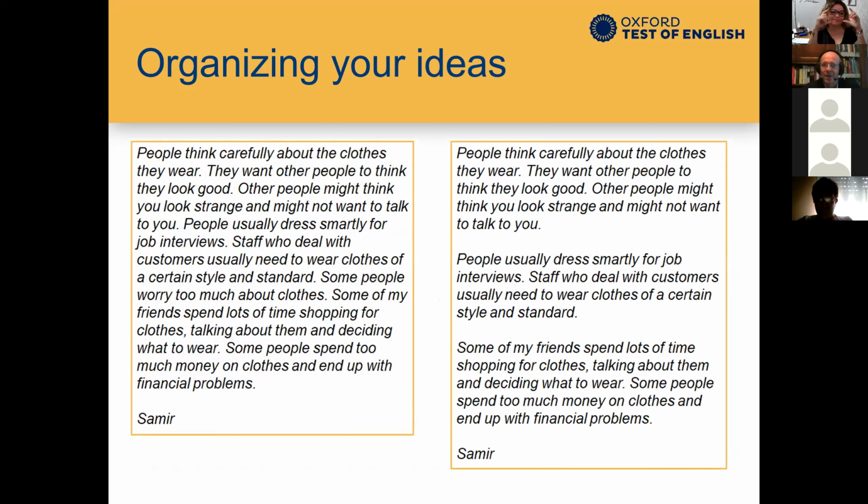Okay, so what's the first thing that's happened here from the left to the right? Only one change. Here on the right, Samir has broken the text into 3 separate paragraphs, and already it looks better. It looks better organized. It's easier to understand each paragraph now on a particular subject. So the first paragraph is an introduction about people and the clothes that they wear. The second one gives us an example. And the third one is personal reflection about my friends and what they do. So Samir's only made a very small change here, but already it's much better.